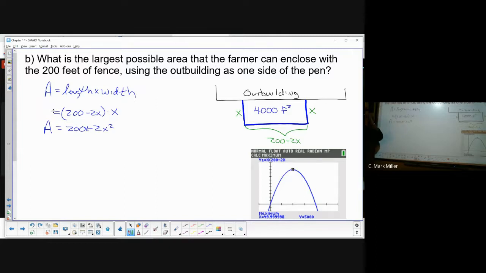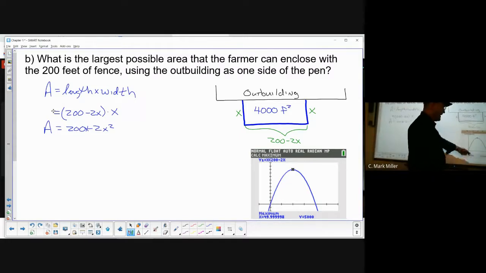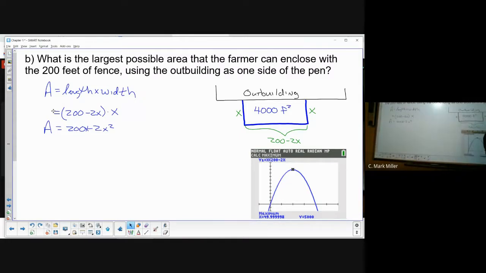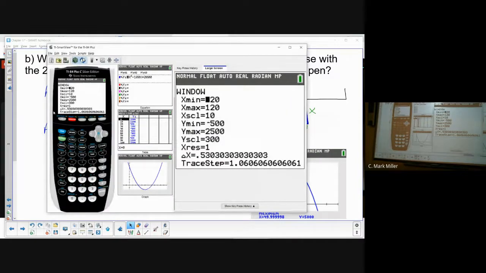So on any polynomial function, the y-intercept is always the constant term. So in the last problem, the constant term was 2,000. That was the y-intercept. Here, the constant term is 0. So I go up here, and here's what the graph is going to turn out to be. But you go to your calculator, right?